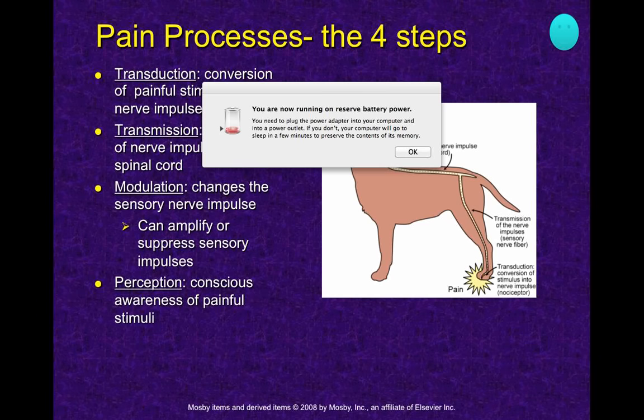And then we'll give them an analgesic during surgery and one after surgery.